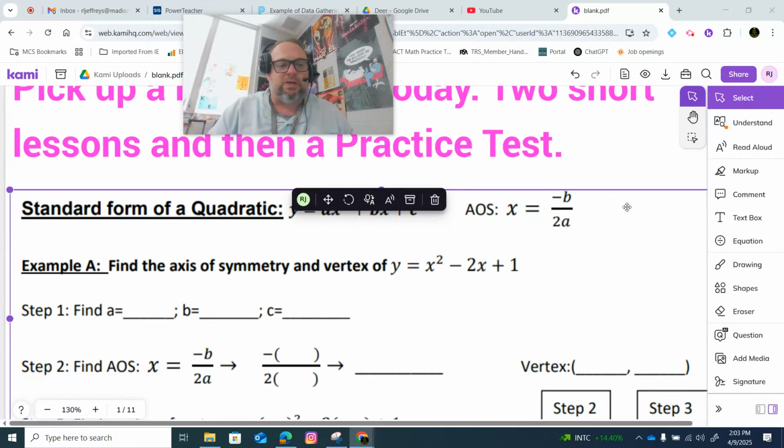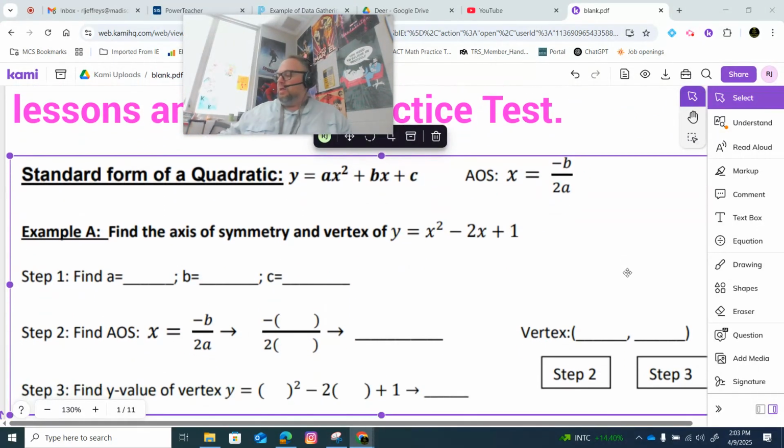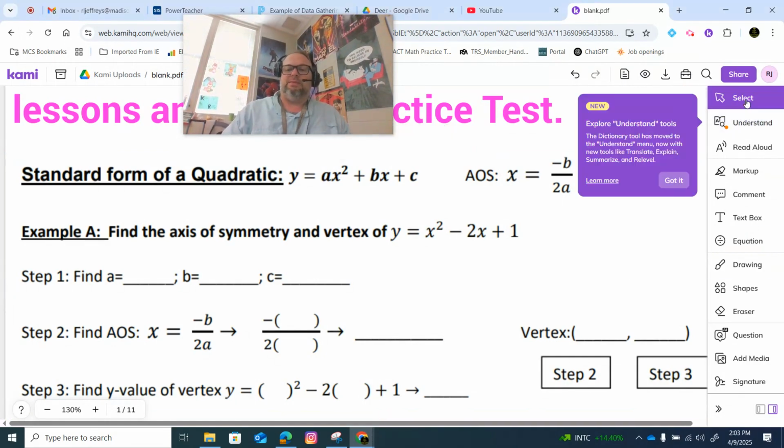Going to do two short lessons at once. All right, standard form of quadratics. Now, believe it or not, yes, all this information will be on your test, which is Friday, which is 2 days away.